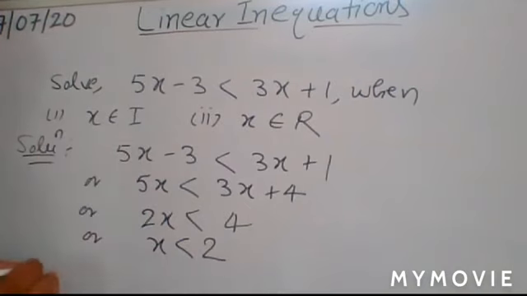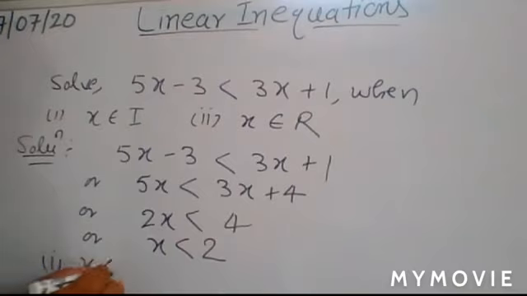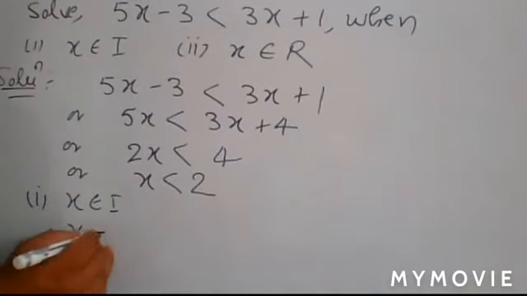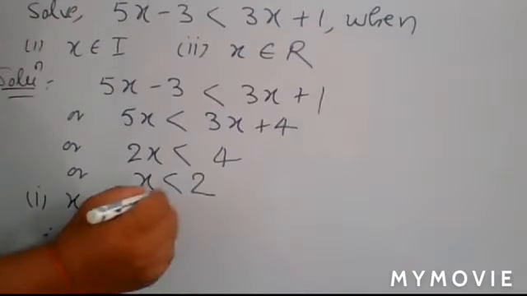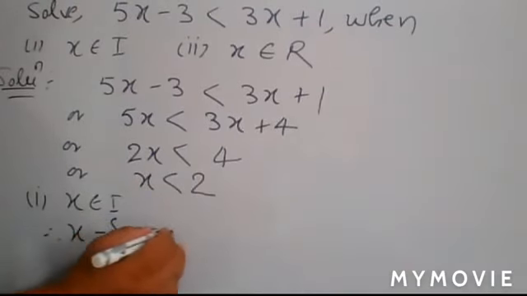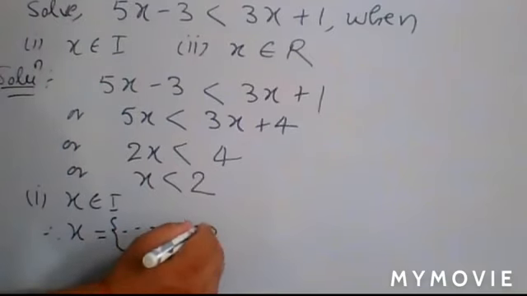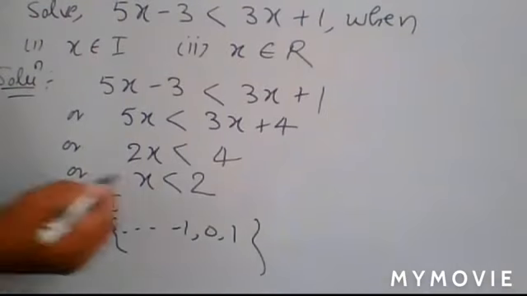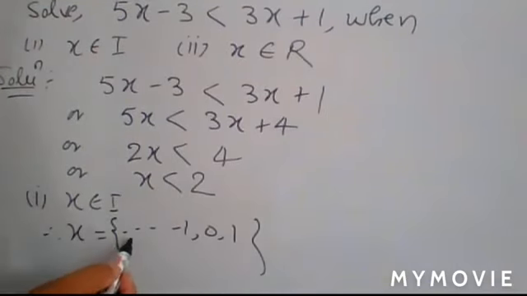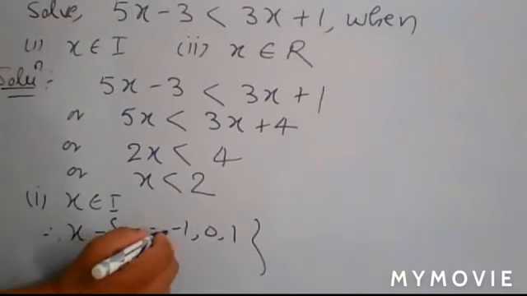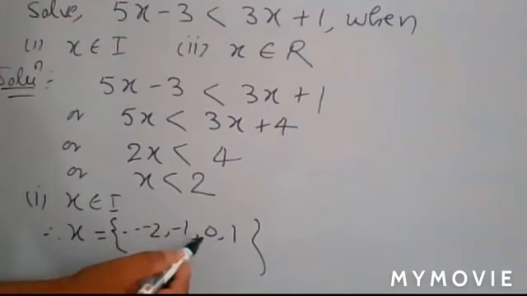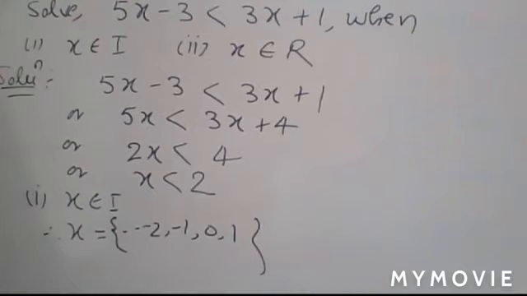Now come to your first part. Here it is given x belongs to I. So the value of x is, here you have negative integers also. So you write minus 1, 0, 1. x is less than 2. So you start with negative integers. Minus 2 is also there. So minus 2, minus 1, 0 up to 1. Understand? So that is your answer.